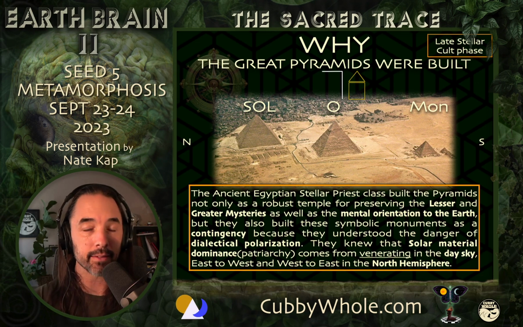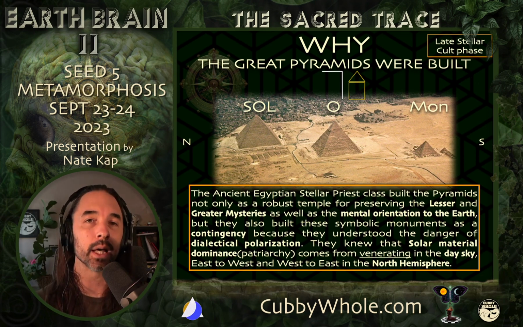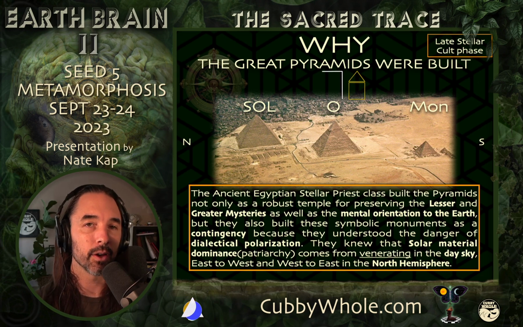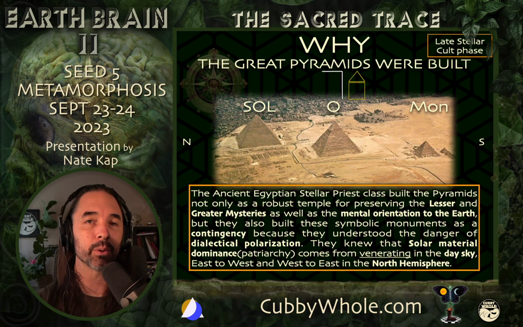Okay, so they built these pyramids to warn that if we were venerating in the night sky or in the day sky, it's dealing with what? It's dealing with light. It's dealing with the sun. Okay, so the sun is very, very important because it is masculine. The sun is a penetrative force.